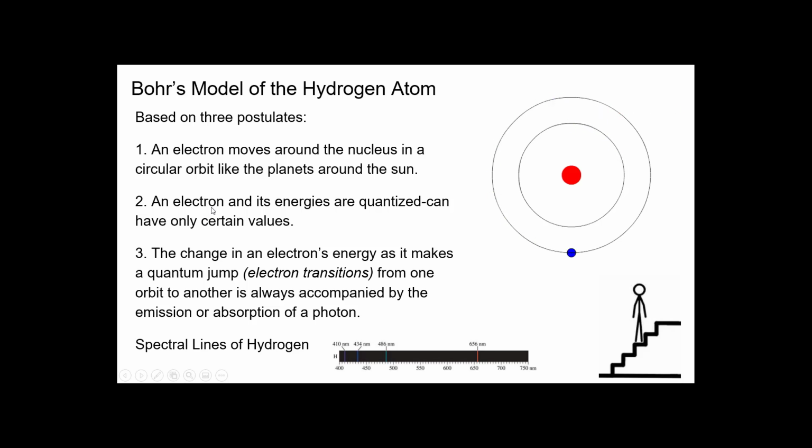An electron and its energies are quantized. This is just a fancy word meaning it can only have certain energy values. A very good example of this is steps. If you ever try to walk up steps, and hopefully everybody has, or has an idea of what steps are, you can only walk on certain parts. And if you're like me, you've fallen down steps because your foot just missed or was on the tip or something.